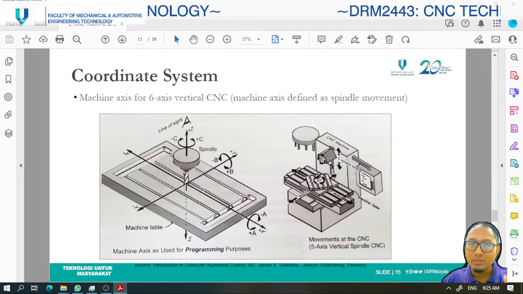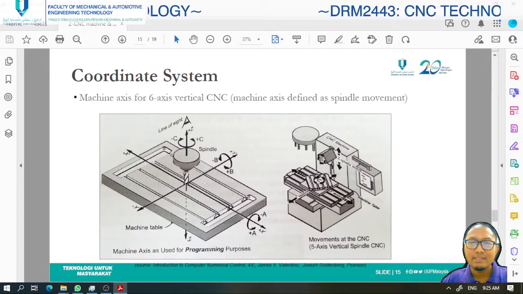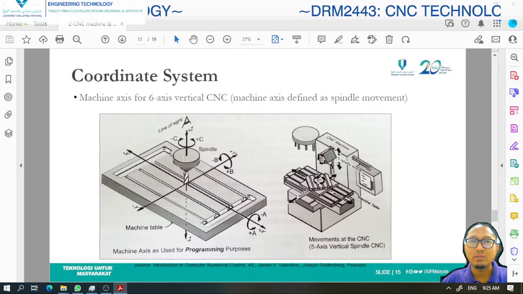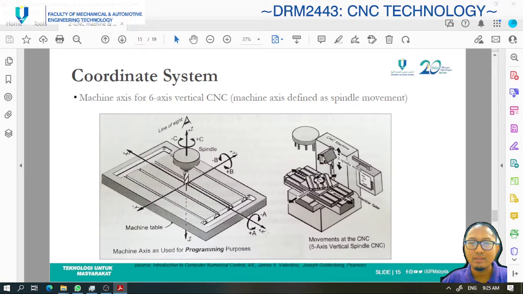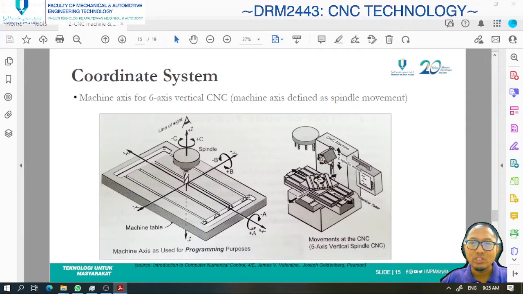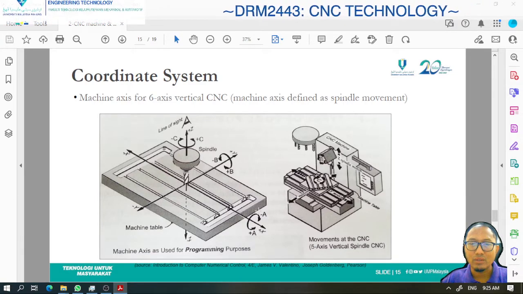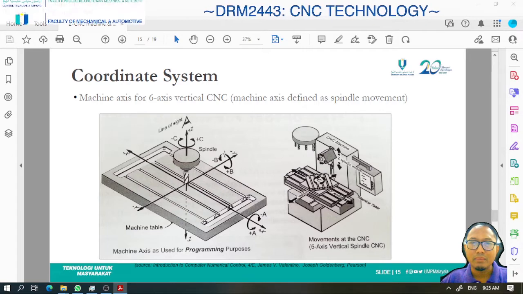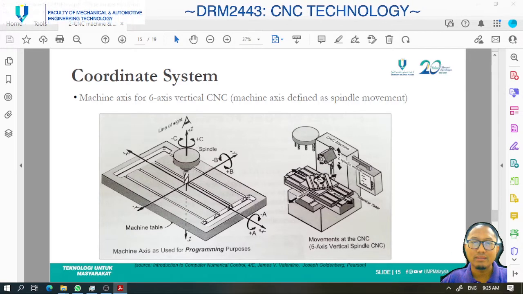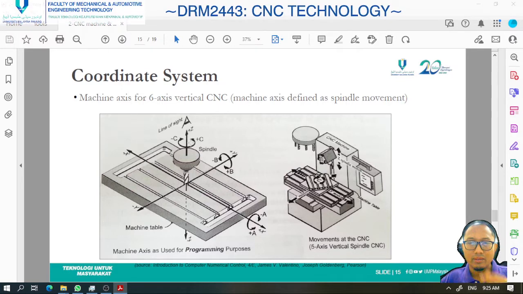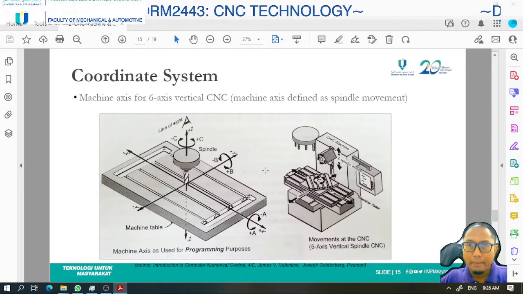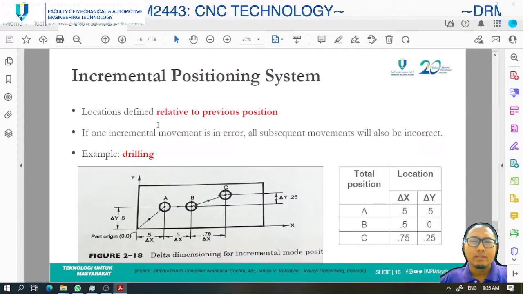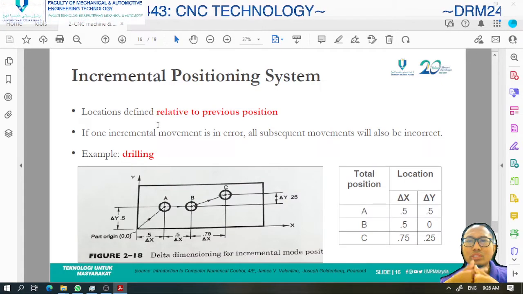So additionally to the three axis that we have, six axis vertical will have rotatable axis at x, y, and z. So the x axis will have an additional rotational A axis, B axis at y, and C axis at z. Okay, so we have six axis vertical. Okay, so next let's proceed to the positioning system.